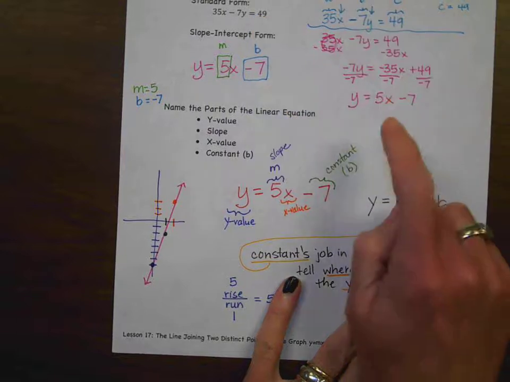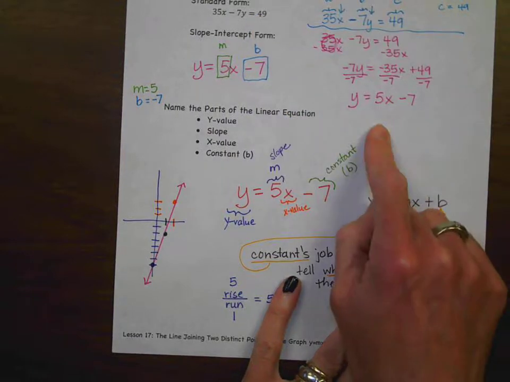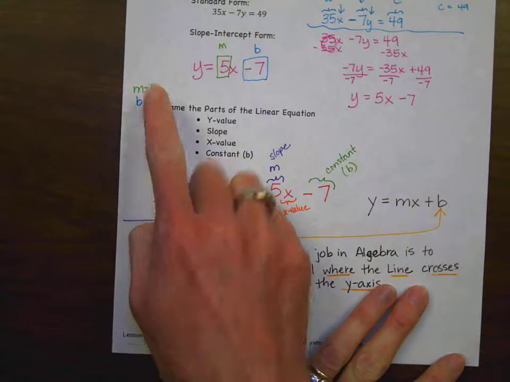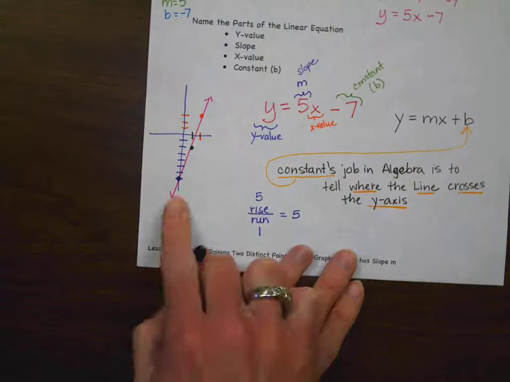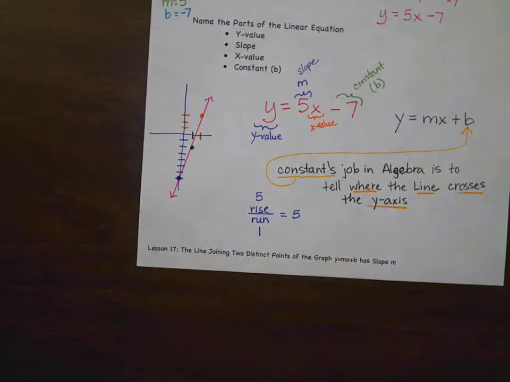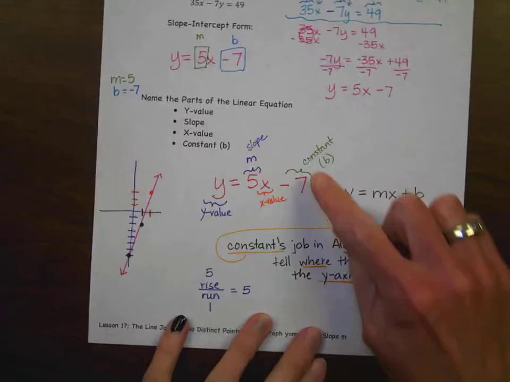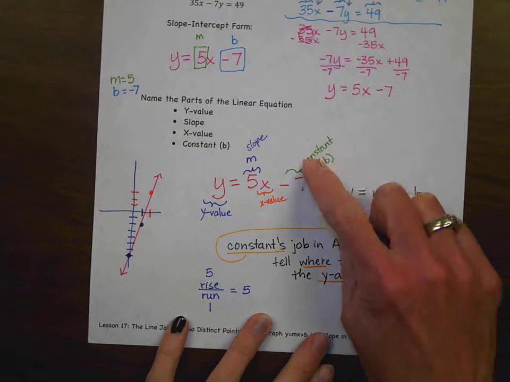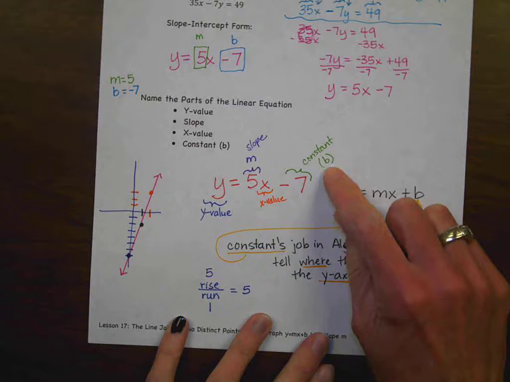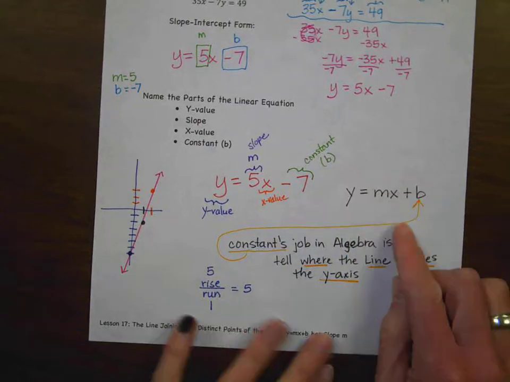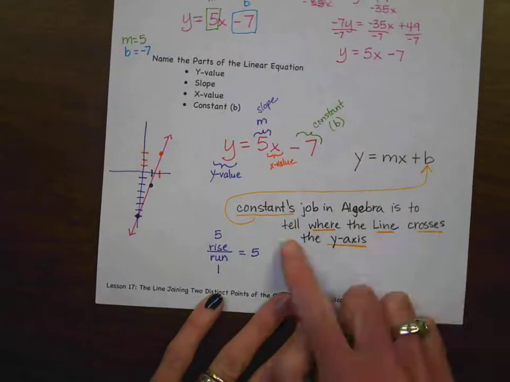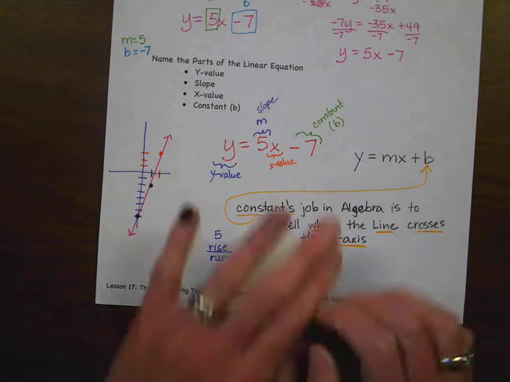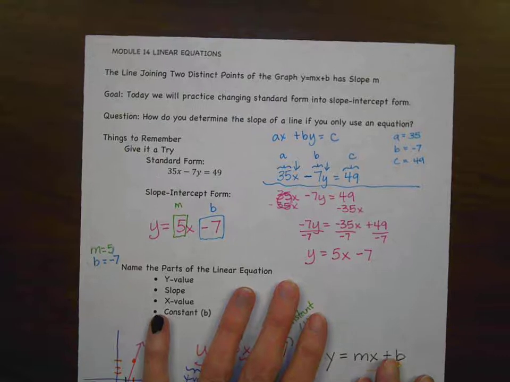So, standard form, first job is to convert it into slope-intercept form. Then once you have slope-intercept form, you're going to find your M and find your B, and then you very easily can graph it just from those 2 points, okay? And remember, this is called a constant, and the constant is also the B. The word is constant. The letter is B. For some reason, they call it a B. And the constant's job in algebra is to tell where the line crosses the y-axis. That's what you have to remember, okay?